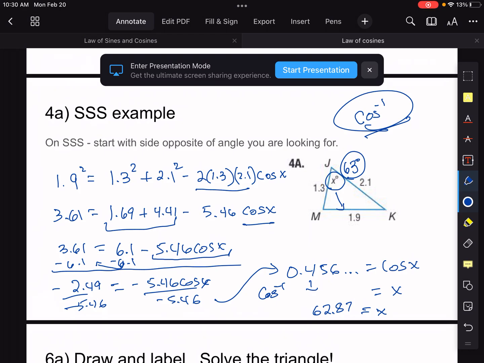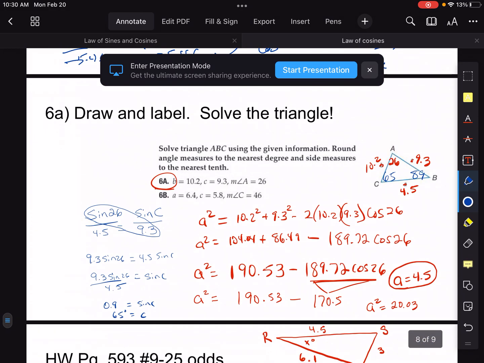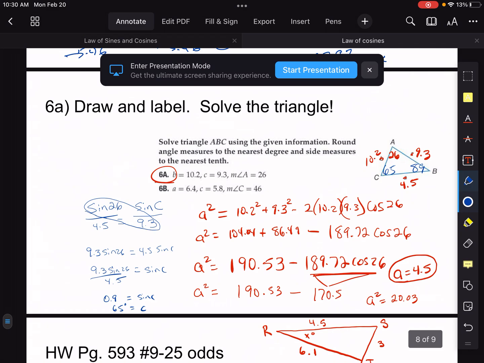And then you can use that to solve the rest of the triangle. Again, since that's rounded, everything else will be off by a tiny little bit. But for the purposes of this lesson, I don't mind that much. So that's example 4a. Now, just to save time here, I've already gone ahead and done example 6a.